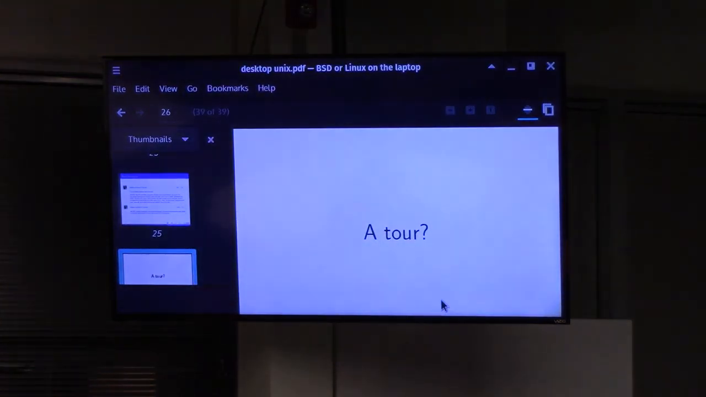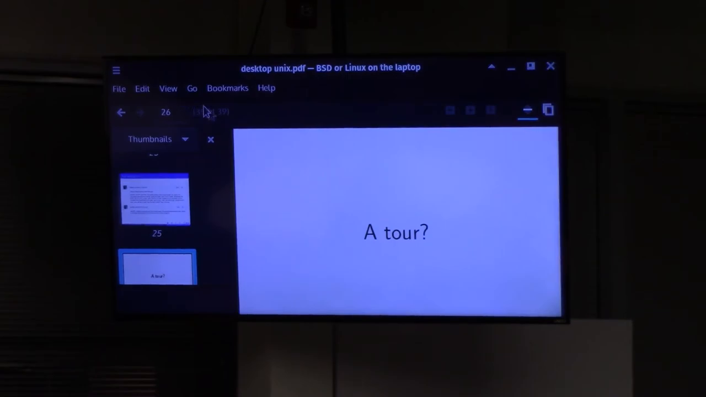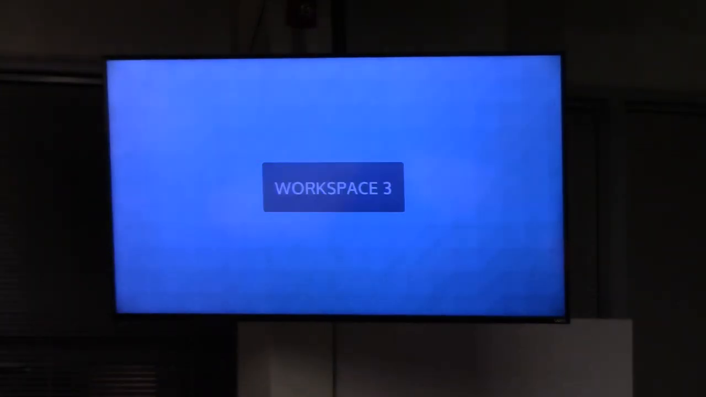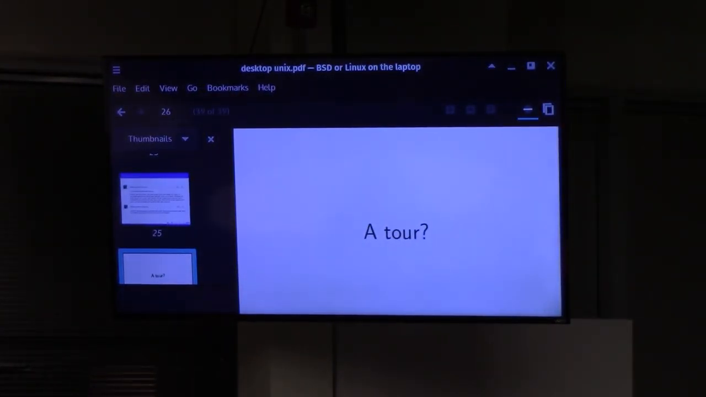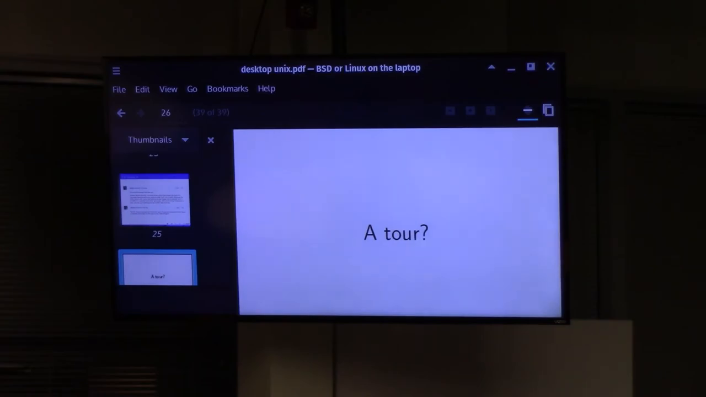So this is the PDF reader that you guys were looking at for the whole talk. This screen resolution is very, very small. I'm going to try my best here. Well, I can't really show you the menu because it's on the other screen. I can't show you Nemo.